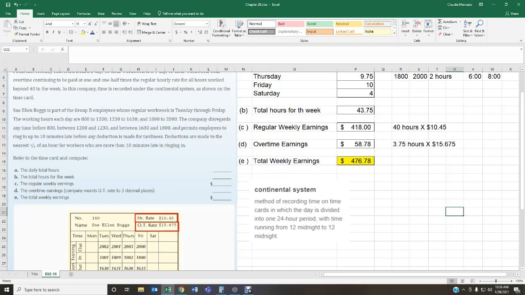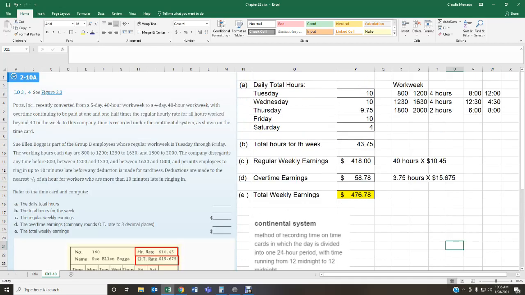So this is an example of using a Continental time card to calculate our weekly hours. And then once we get our weekly hours, we can calculate our weekly pay. It's very important that you understand the information provided. If you don't understand the Continental, you can transfer it to the regular if it helps you understand the time better. It's important to understand when we are going to deduct.